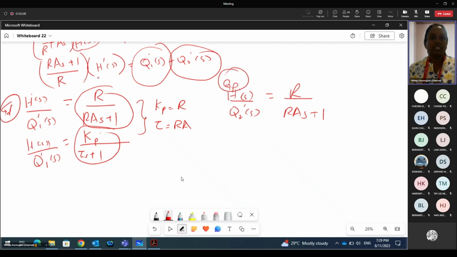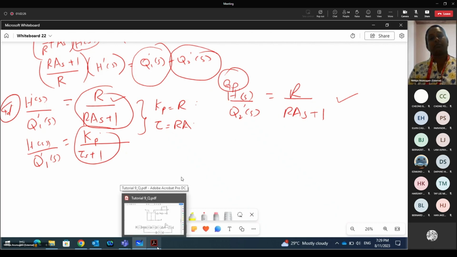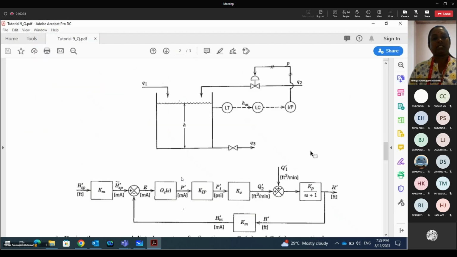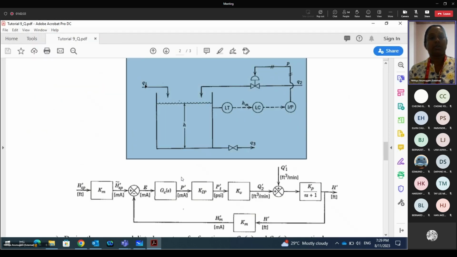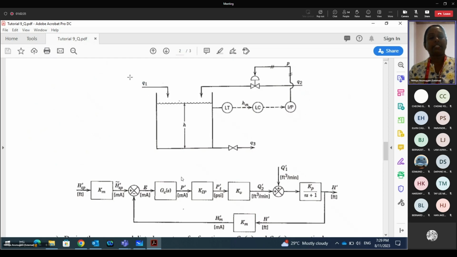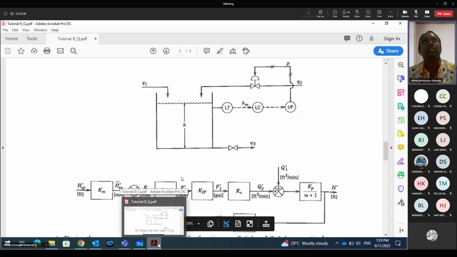So for the GD term we have already, we notice both are also in the same form. So it doesn't matter. We still can conclude Kp and Kd equal R, tau equals RA. Okay, both are in the same form, because the process also uses Q1 and the disturbance will also be applied at Q1 to adjust the flow rate.